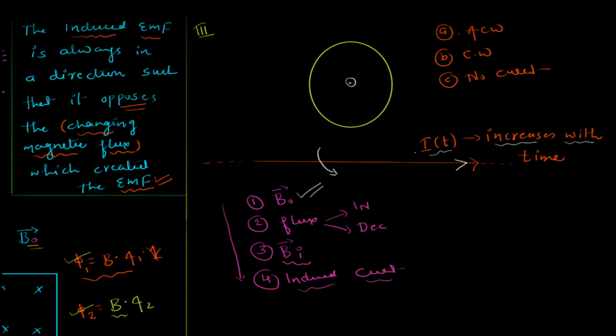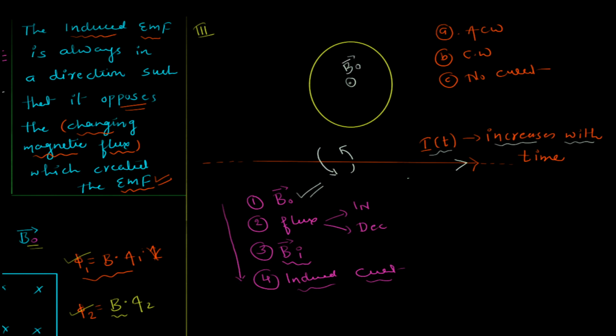Anyway, how do you find it? Grab the long wire with your right hand, with the thumb in the direction of current, and the curled fingers give the direction of magnetic field. The fingers will actually be going in, so magnetic field lines will be like this. Magnetic field will be concentric circles like that, and over here the magnetic field will actually be coming out. So yeah, first step is done. Original magnetic field is outside.